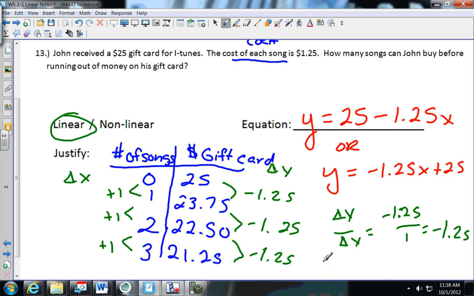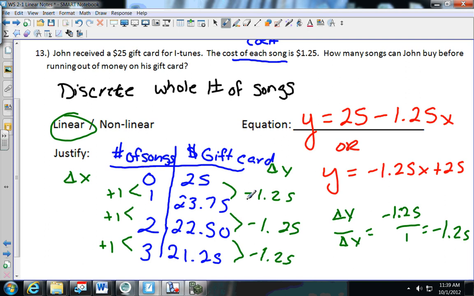Let me ask you this to remember what we've done before in the last unit. Is this data going to be continuous or discrete? Why is it discrete? When you go to buy songs, you're either going to buy 1 song, 2 songs, 3 songs. Okay? You're not going to buy 1.99999 of a song. Because you have to have a whole number of songs. What is the domain in this situation?